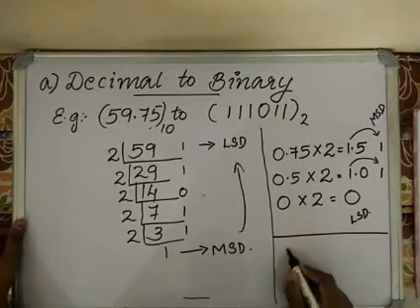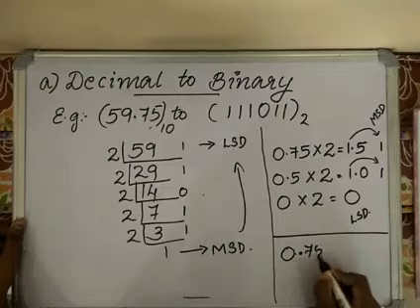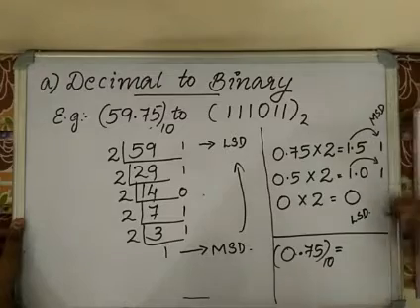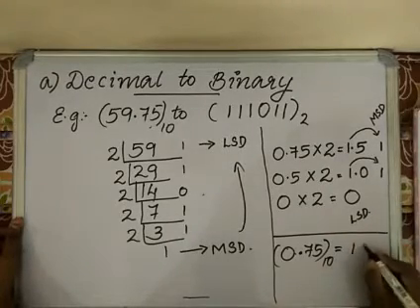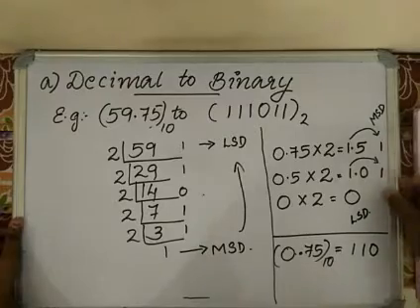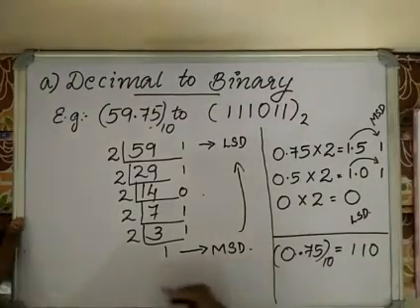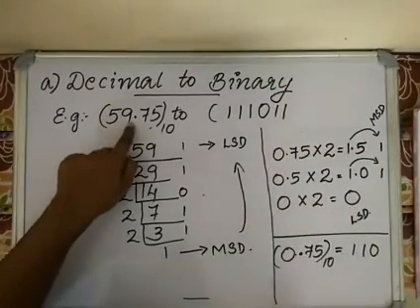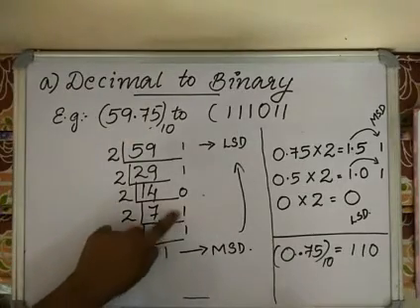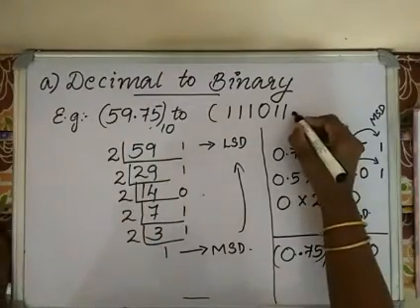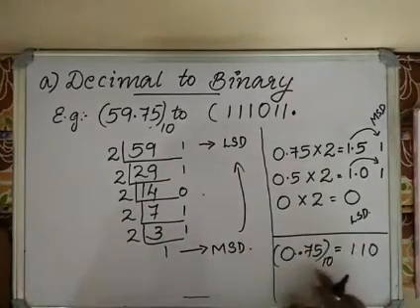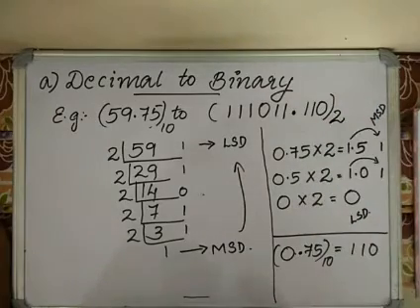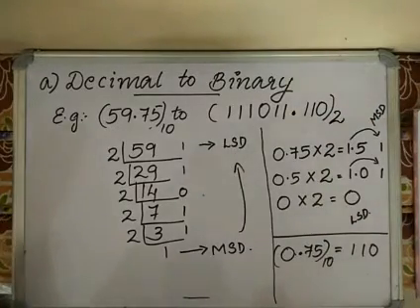So here 0.75 in decimal, from MSB to LSB, we will write 110. So we can write the complete answer as, for the integer part 59 we got the result 111011, point, and for the fractional part 0.75 we got 110. So this is the equivalent binary of the decimal number 59.75.